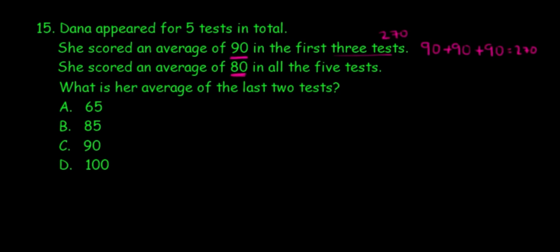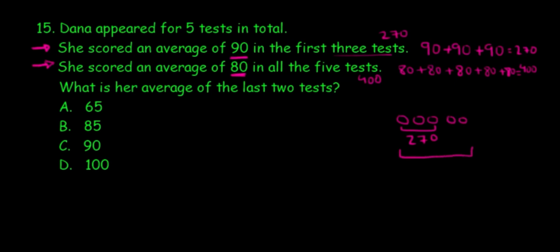And she scored an average of 80 in all the 5 tests. That means it's 80, 80, 80, 80, 80. That's 80 times 5. That's a 400. The total she has is a 400 if you calculate all of them. So the total score that she had in the first 3 tests was 270. The other 2 we don't know, but we do know that in all, she had a total score of 400.